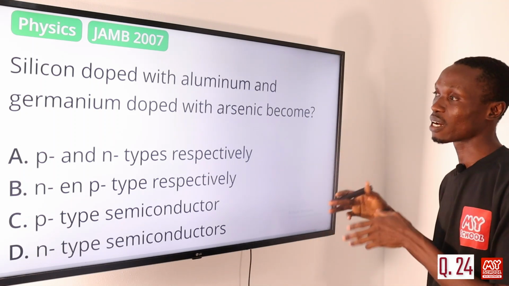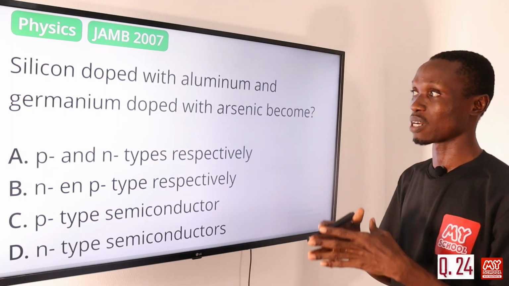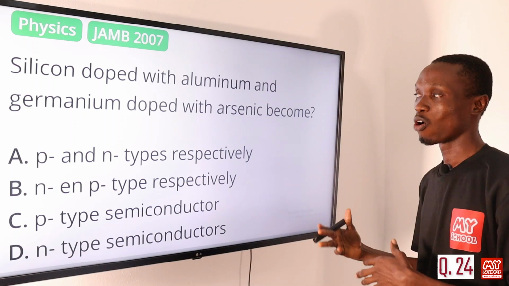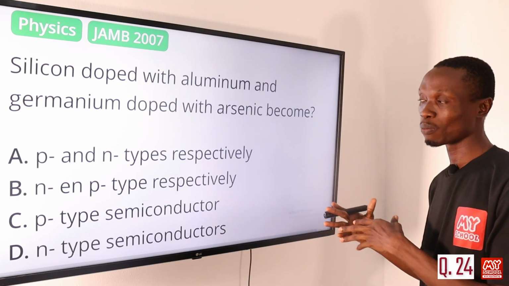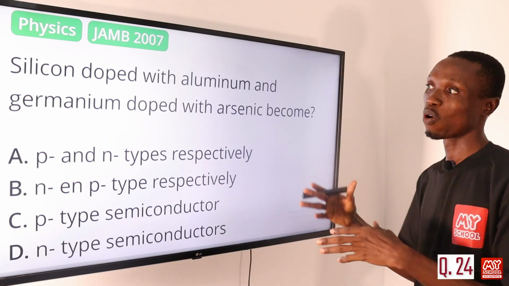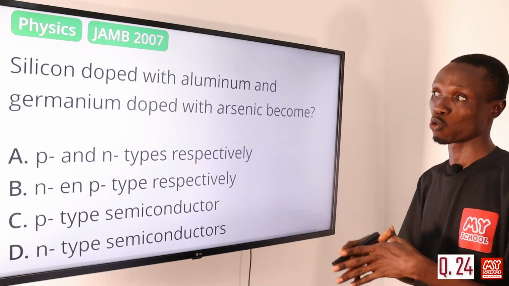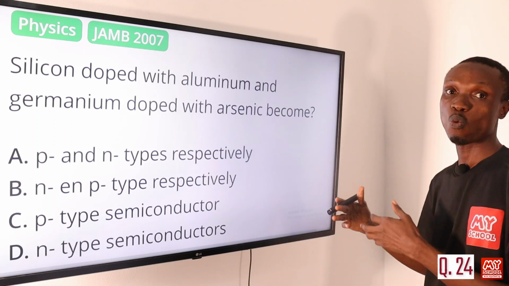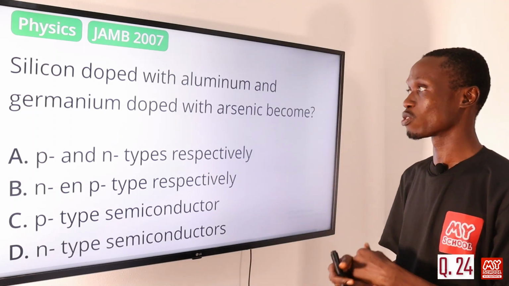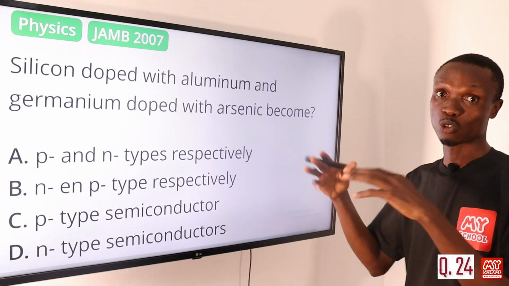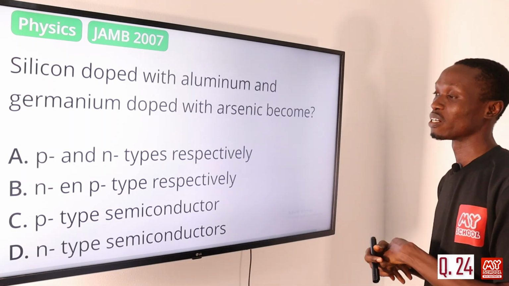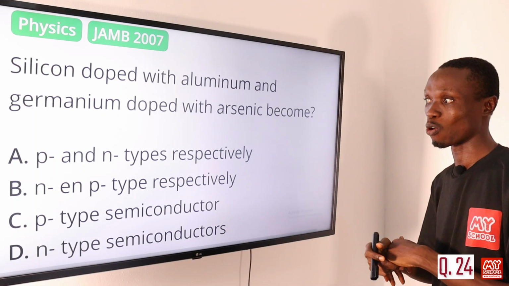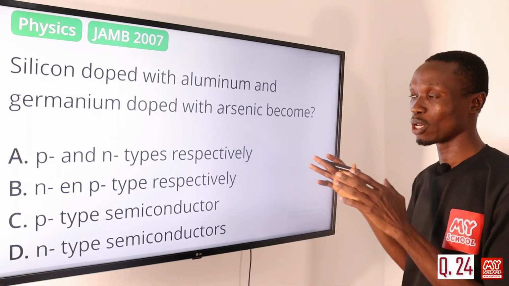Now for germanium, which is also a semiconductor, it has 4 electrons on its outermost shell, and arsenic has 5 electrons on its outermost shell. So when germanium is doped with arsenic, 5 electrons from the arsenic will bond to 4 electrons from the germanium, leaving 1 electron vacant. So that 1 electron is free to move about, which becomes the charge carrier in the semiconductor, and that leads to the production of N-type semiconductor.